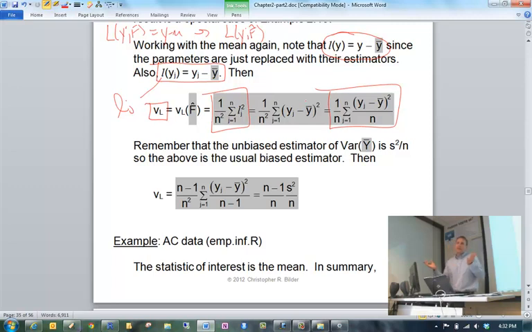Of course, as n goes to infinity, it's going to get to the same spot as the regular old unbiased version. Remember the unbiased estimated variance was, sorry, I didn't say what S squared was. It's this.